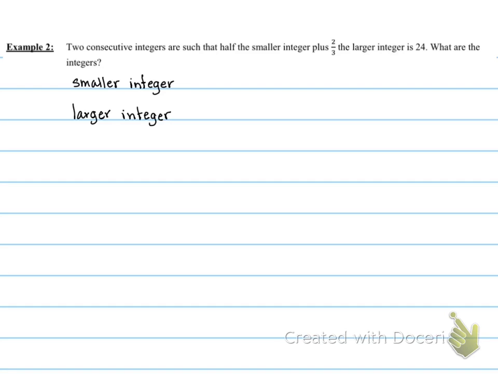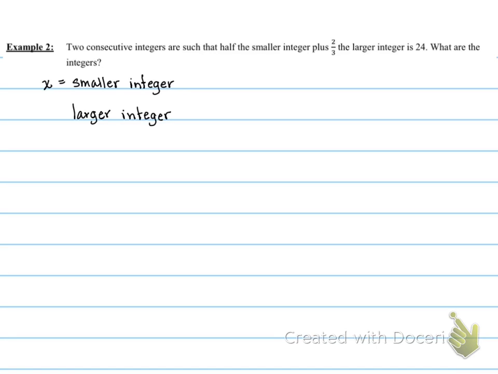And on these ones, there's nothing really that tells us which one should be x. Just as a rule, I always make the smaller number x, and then I can build onto it to get the larger number rather than having to do subtraction. So with these consecutive integer problems, I always just make x the smaller number. So x equals the smaller number. And then we have to get an expression for our larger number.